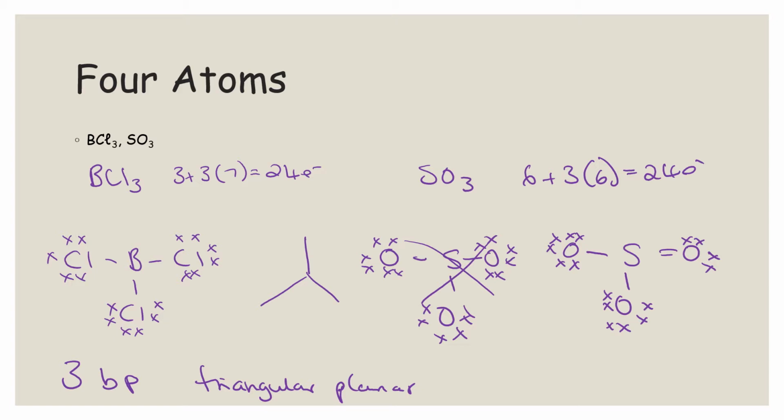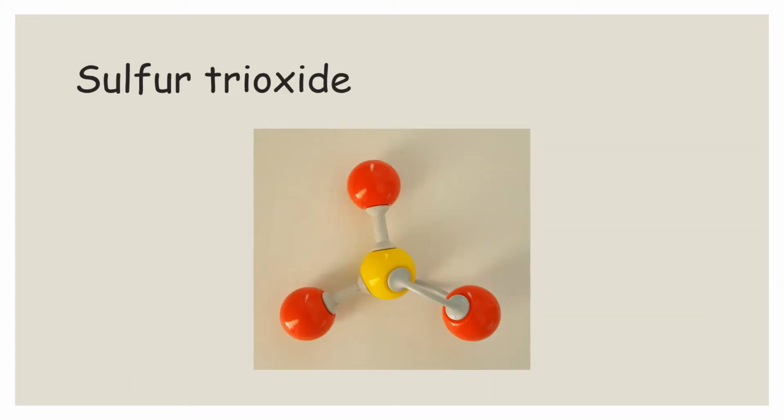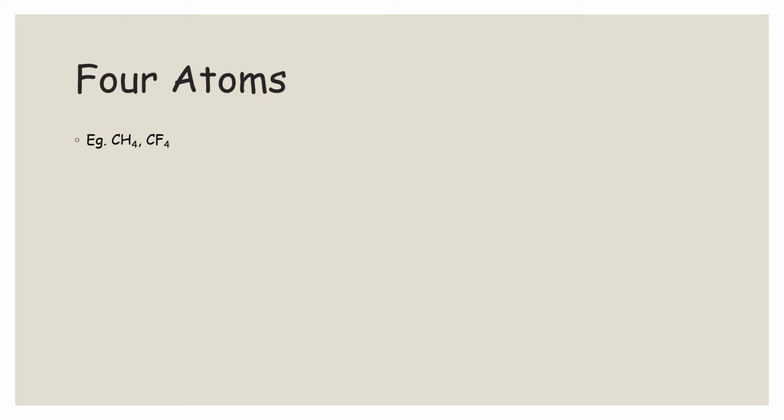You'll notice here that this double bond counts as 1 bonding pair, so it has 3 bonding pairs. So it arranges itself in a trigonal planar arrangement, which you can see in this particular case. Draw the lines. It's triangular or trigonal planar. Bond angle is 120 degrees. This time we're going to try 4 atoms. We're going to do CH4.